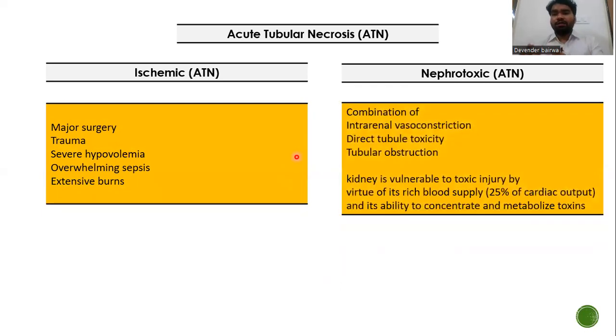Or there can be other causes where there is direct nephrotoxicity because of any kind of injury. Generally, this nephrotoxicity is because of a combination of intrarenal vasoconstriction, direct tubular toxicity, or tubular obstruction. The kidney is vulnerable to toxins because we already know that it has a very high blood supply, roughly 25% of cardiac output is being sent to the kidney. So if a toxin is there in the blood, a huge amount of toxin will be going towards the kidney. The kidney filters it, excretes it, and concentrates it, and that's how it can lead to more injury to the kidney.